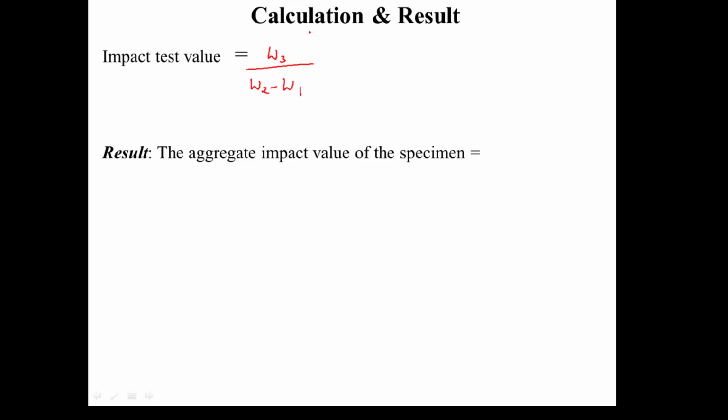W3 is weight of aggregates passing 2.36 mm sieve. Your W2 is weight of cylinder with aggregates, and W1 is empty weight of the cylinder. Find out the impact test value, write down the result.